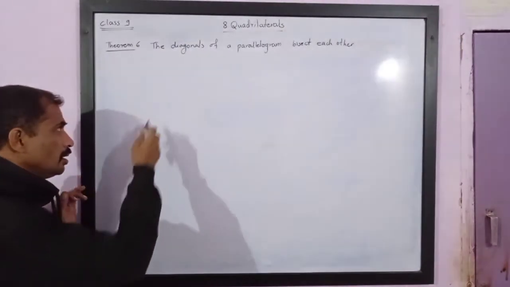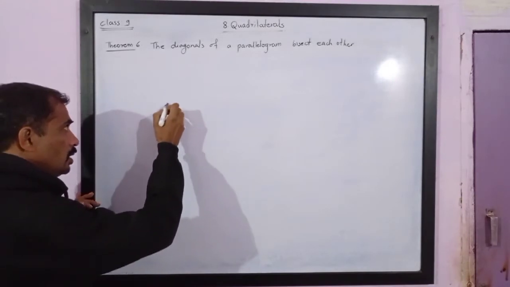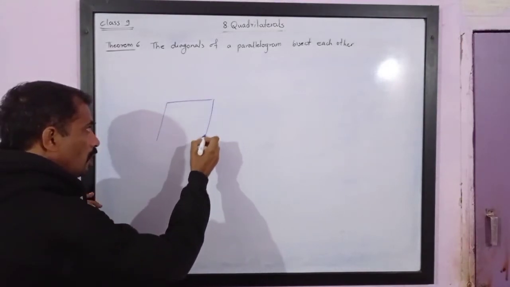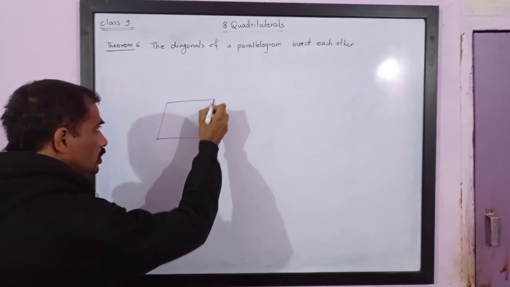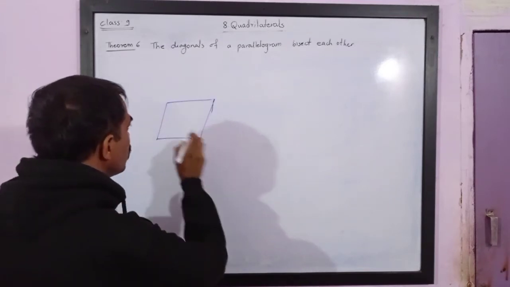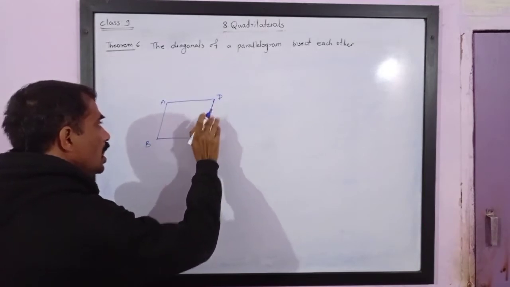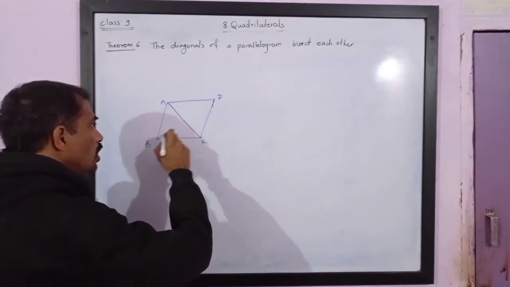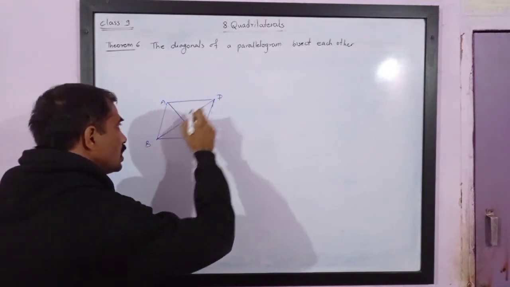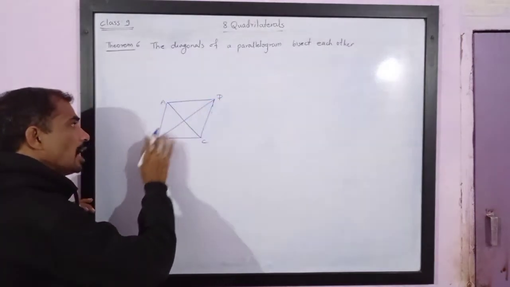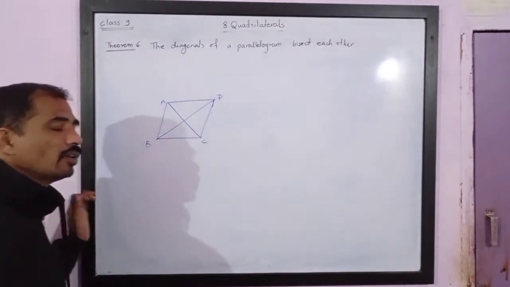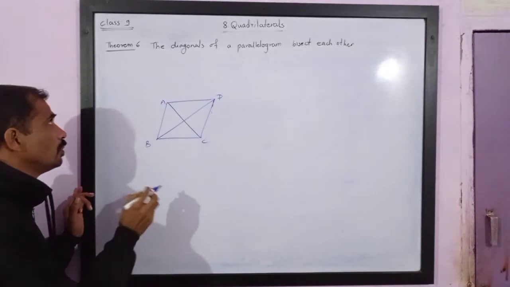Means, we are given that quadrilateral is a parallelogram. So this is a parallelogram. Quadrilateral ABCD is a parallelogram. And diagonal AC bisects diagonal BD and diagonal BD bisects diagonal AC. This is what we need to prove.